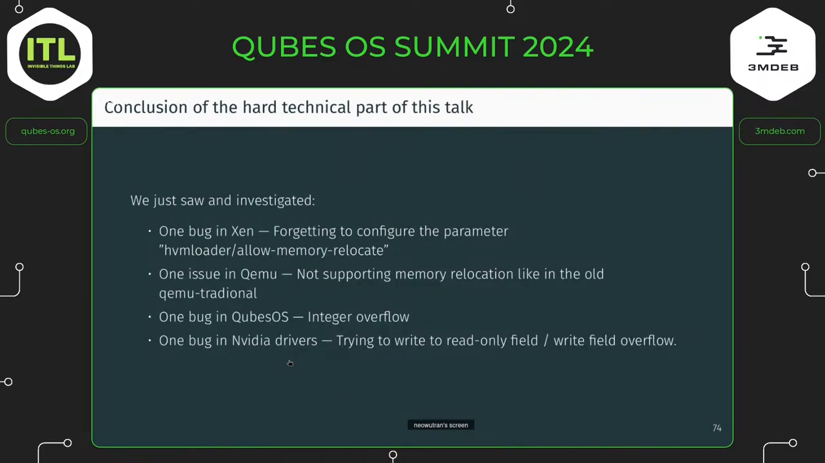So we saw one bug in Xen, one issue in QEMU, one bug in Qubes, and one bug in the Nvidia driver.